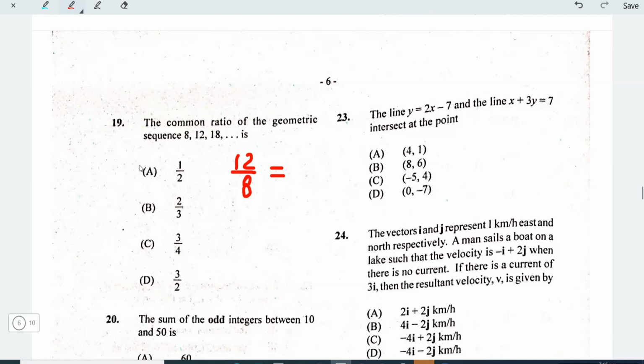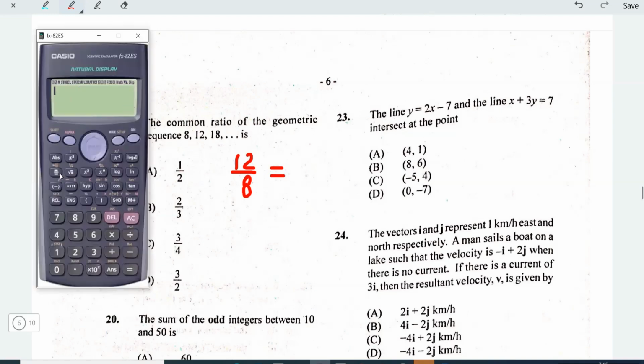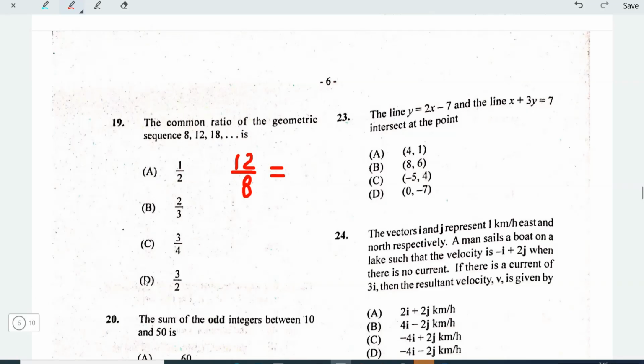I'm not so sure. I'm going to put it in my calculator. 12 over 8, which is 3 over 2. That's the common ratio, 3 over 2. Always remember the common ratio R is the second term divided by the first term. It's T2 divided by T1. Term 2 over term 1. 12 divided by 8 or 18 divided by 12.